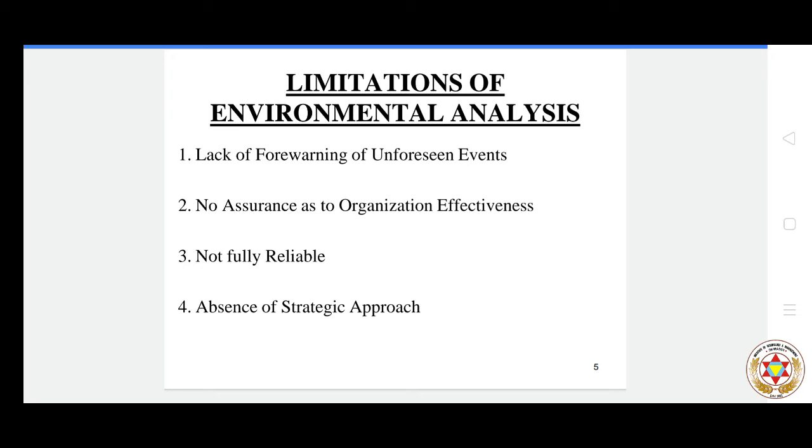The third one is that it is not fully reliable. Normally people place too much reliance on the information collected through environmental scanning, but in practice it is not so. When there is an overload of information, one is likely to get confused. And the last limitation is the absence of a strategic approach. That is, the success of any organization lies in adventure and strategic risk taking. So this analysis should be done strategically.